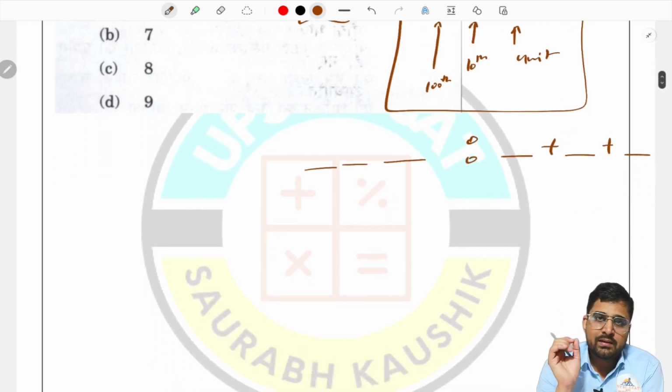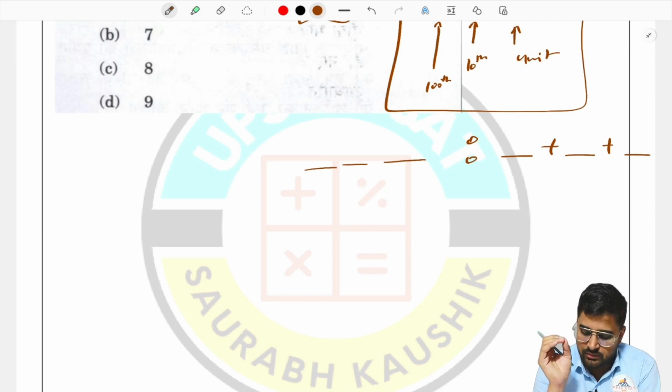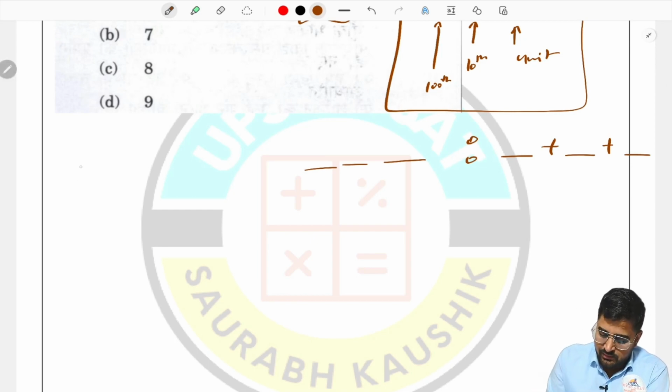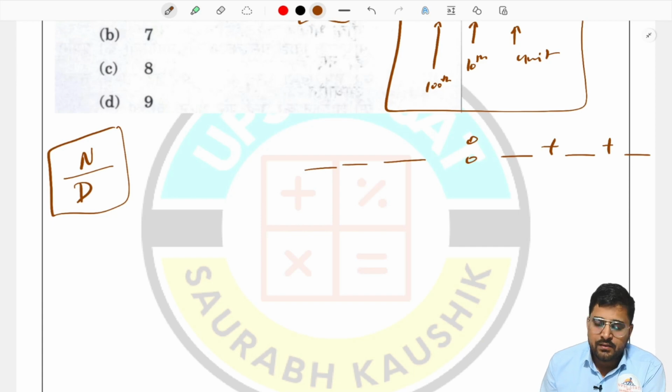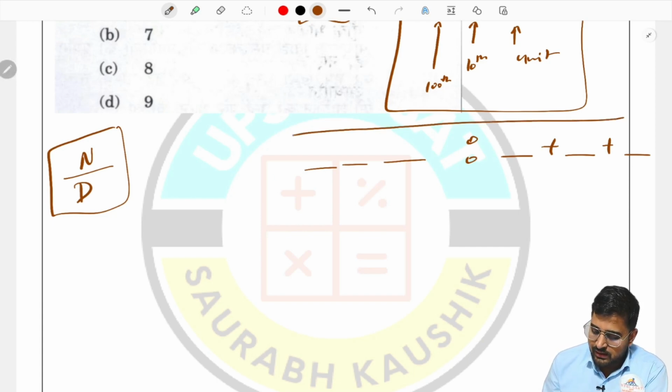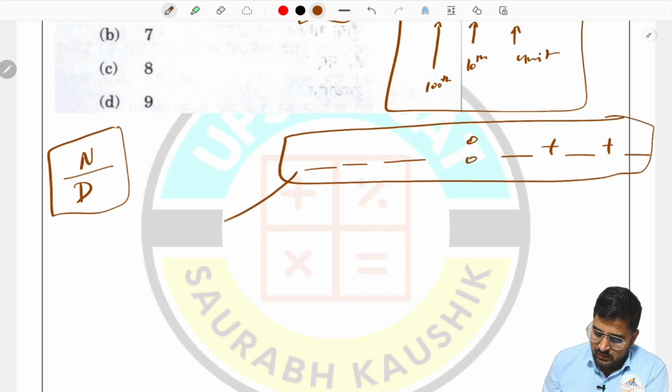Let me give you a basic essence of the ratio. Ratio is nothing more than a numerator upon the denominator. In the chapter of ratio, we will read this concept. For the time being, just remember this. You can write this formation in this format.